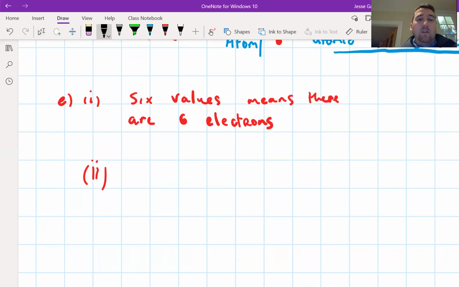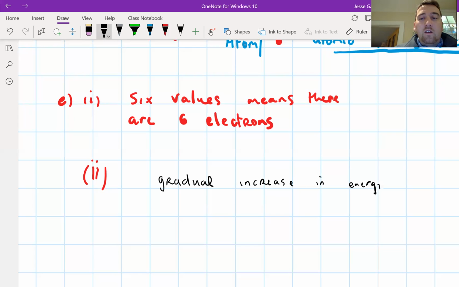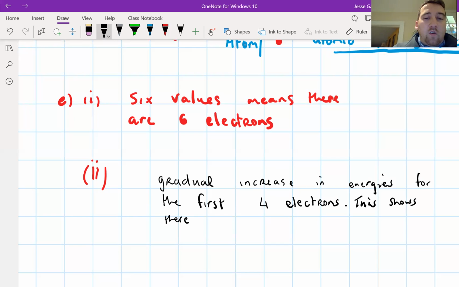Okay, so what would we say? We would say there was a gradual increase in energies for the first 4 electrons. That's what I would have said, which shows there are 4 electrons in which energy level? Pause the video and include that if you haven't said it. There are 4 electrons in the second energy level. That's what it seems to show.